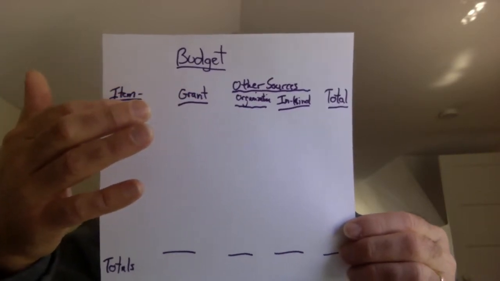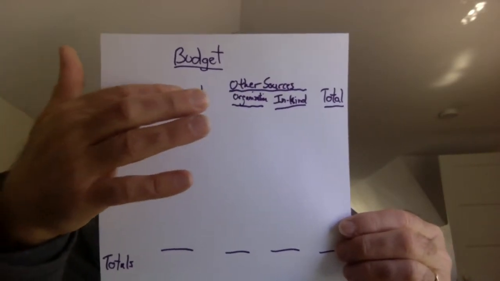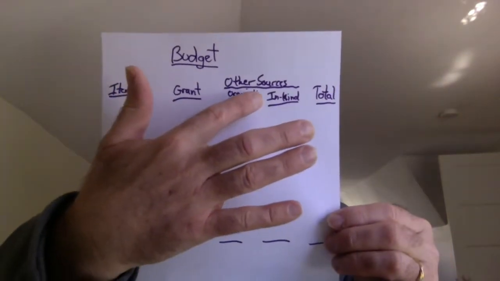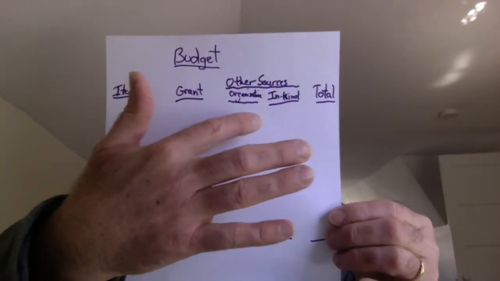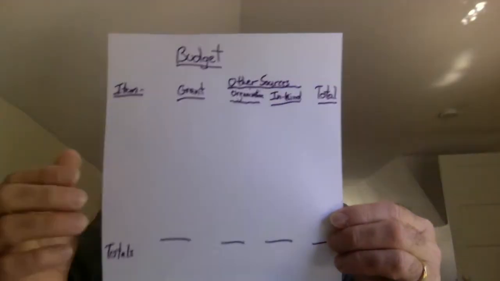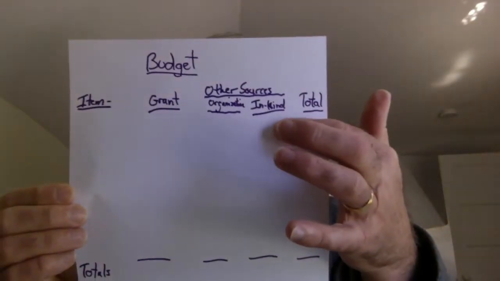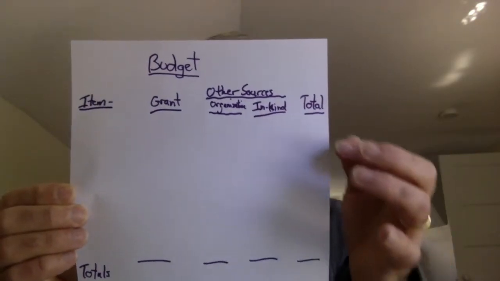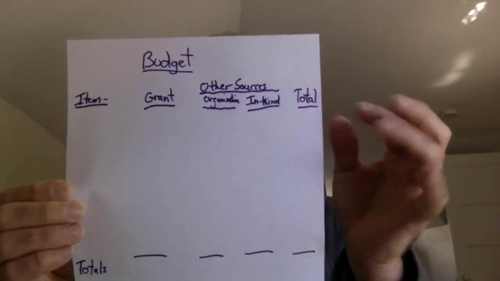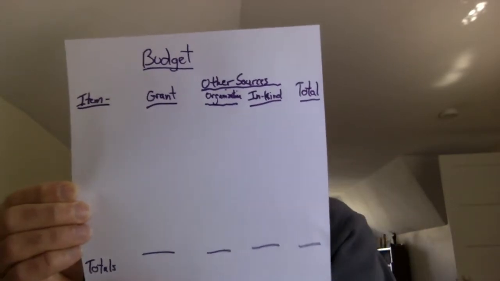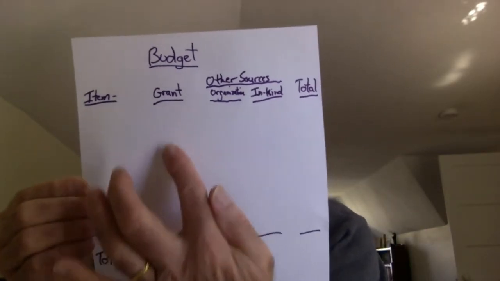So if you have an item here, normally personnel, how much of that is going to be funded through the grant, how much of that's coming from other sources in hard cash, how much is in kind if people are volunteering their time? Well, you ought to have a budget number there that reflects that. And then over here at the end comes the total. Okay? And then of course at the bottom you have the same thing.